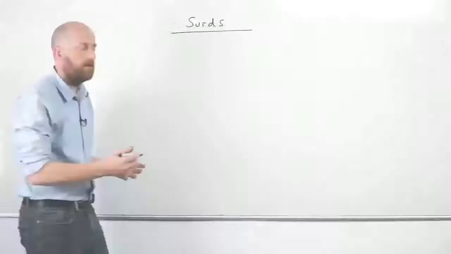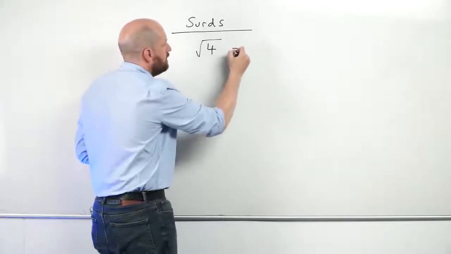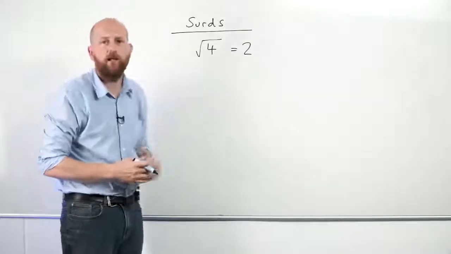In some cases, we can use a calculator for a square root, so the square root of 4. Relatively easy to see, the square root of 4 there is 2. And we can say exactly what this is.